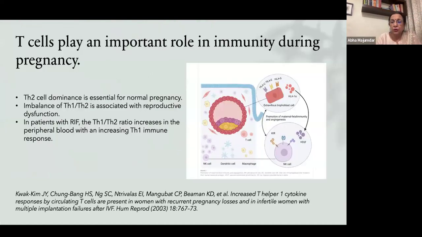So we all know that the immune system, T cells play an important role in immunity during pregnancy. And this has been extensively studied in recurrent pregnancy losses. Th2 cell dominance is essential for normal pregnancy to continue. Imbalance of Th1 to Th2 is associated with reproductive dysfunction or failures. So in patients with RIF, they've seen that Th1 to Th2 ratio is increased. That means Th1 gains dominance over Th2. And possibly this could be one reason for implantation not to happen yet.